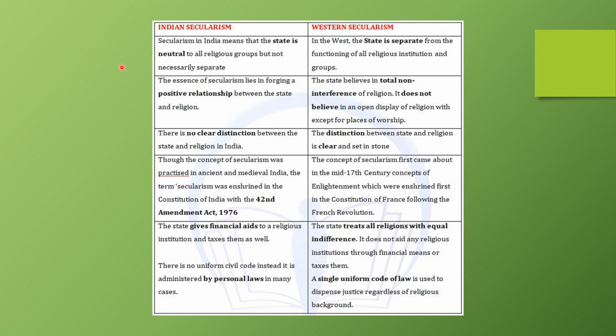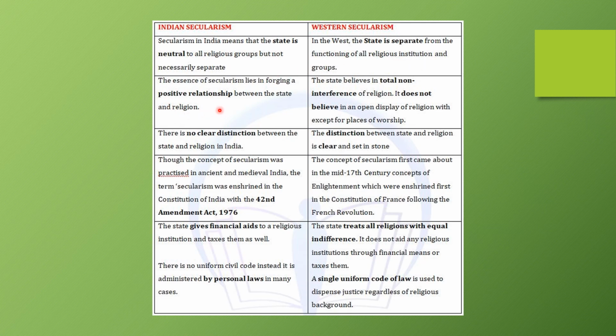Now we Indians follow positive secularism. Let me tell you what is Indian secularism and what is Western secularism. Secularism in India means the state is neutral to all religious groups but not necessarily separate, which means religion and state are not clearly separated. But in the West, the state is separate from the functioning of all religious institutions and groups. Here the state will not interfere with religious matters.